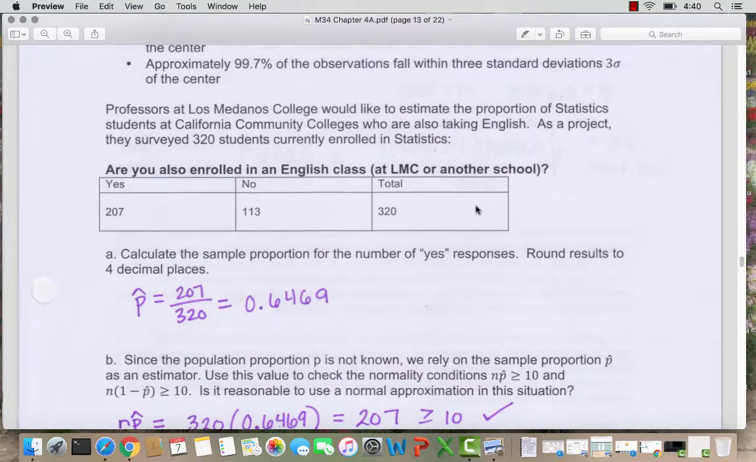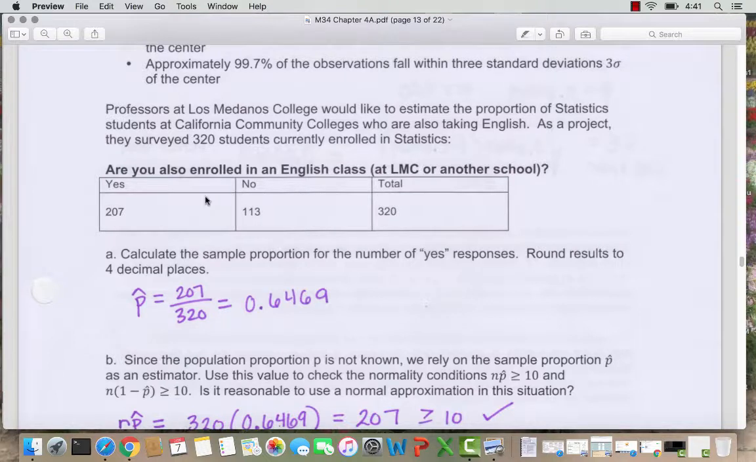So here is data from a survey at LMC. Professors at LMC would like to estimate the proportion of statistics students at California community colleges who are also taking English. So as a project, they surveyed 320 students currently enrolled in statistics. We don't know too much about their sampling methods, but we'll assume, since they say at LMC or another school, that they were surveying students who attended different community colleges than just LMC.